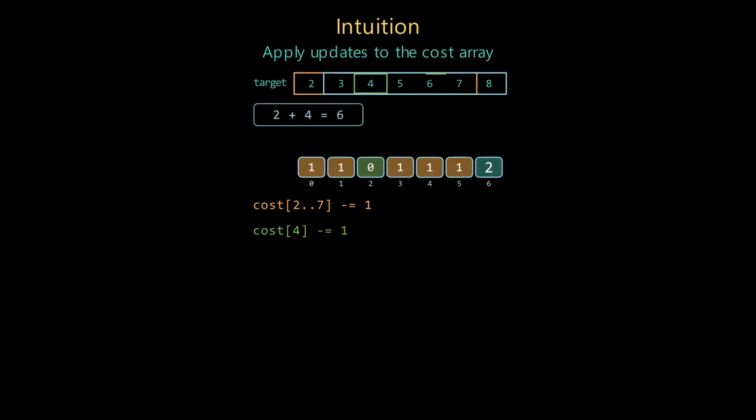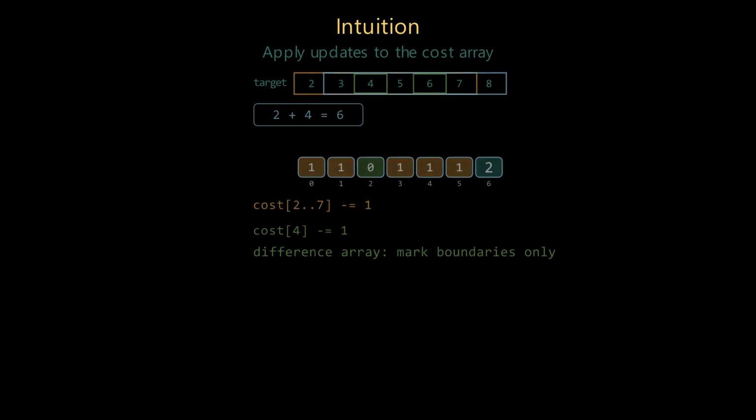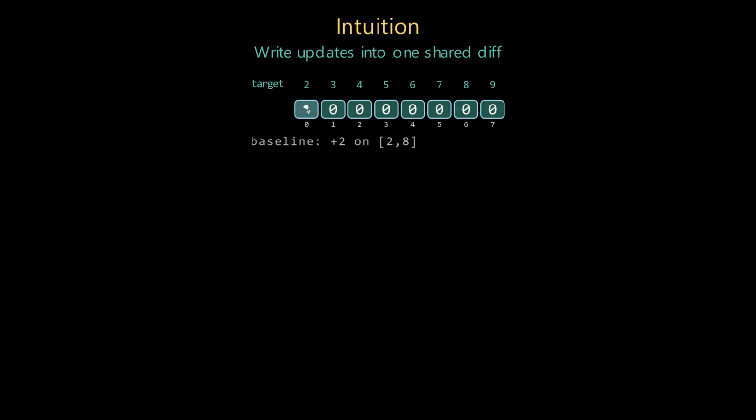For pair 2 and 4, the same idea applies: subtract 1 from targets 3 through 8, then subtract 1 more at target 6. This cell-by-cell work is exactly what the difference array avoids. The difference array marks only where each cost change starts and stops. Now write those same updates into one shared difference array. First pair 1 and 3 writes its baseline, 1 move range, and exact sum update. Pair 2 and 4 writes into the same difference array. After that, the diff array is complete for this example.